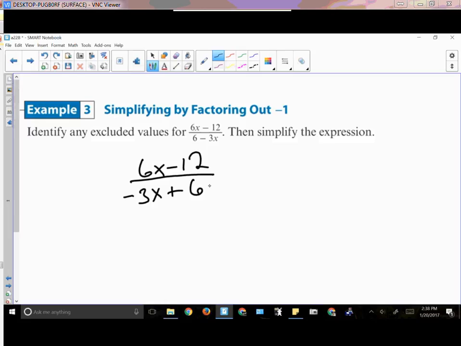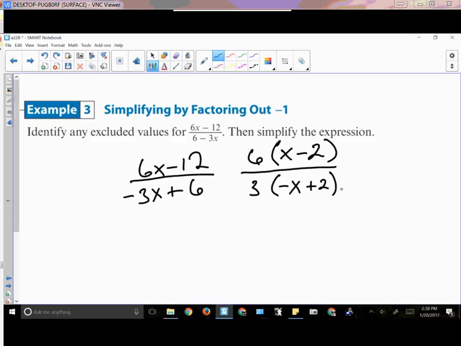Now, could I factor anything out of the top? I got a 6 in there. So I could factor out that 6, and I would be left with x minus 2. Is there anything I can factor out on the bottom? And now if I were just to factor out a 3, I would be left with a negative x plus 2.